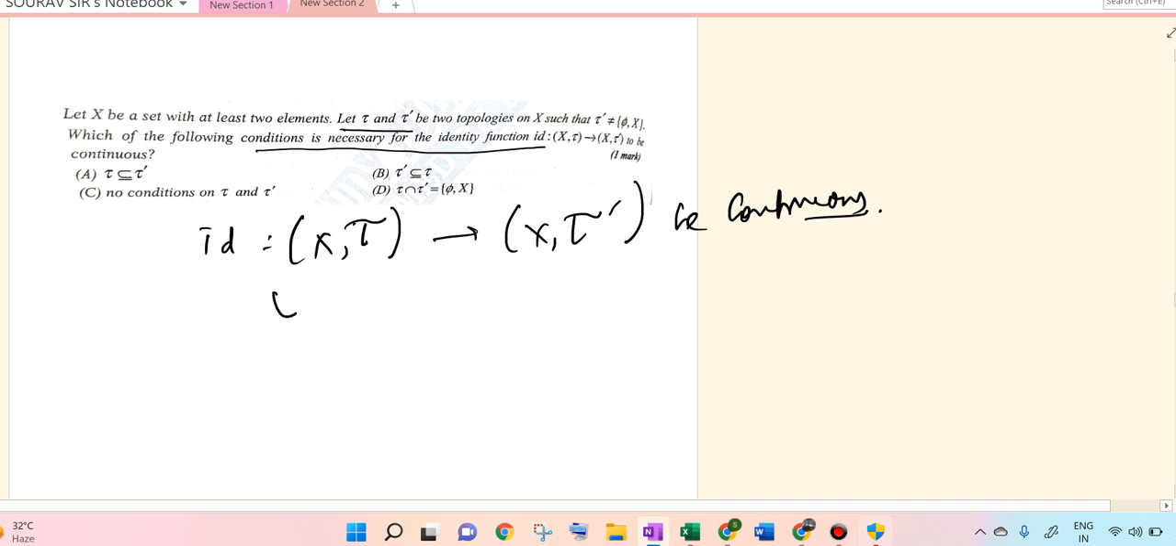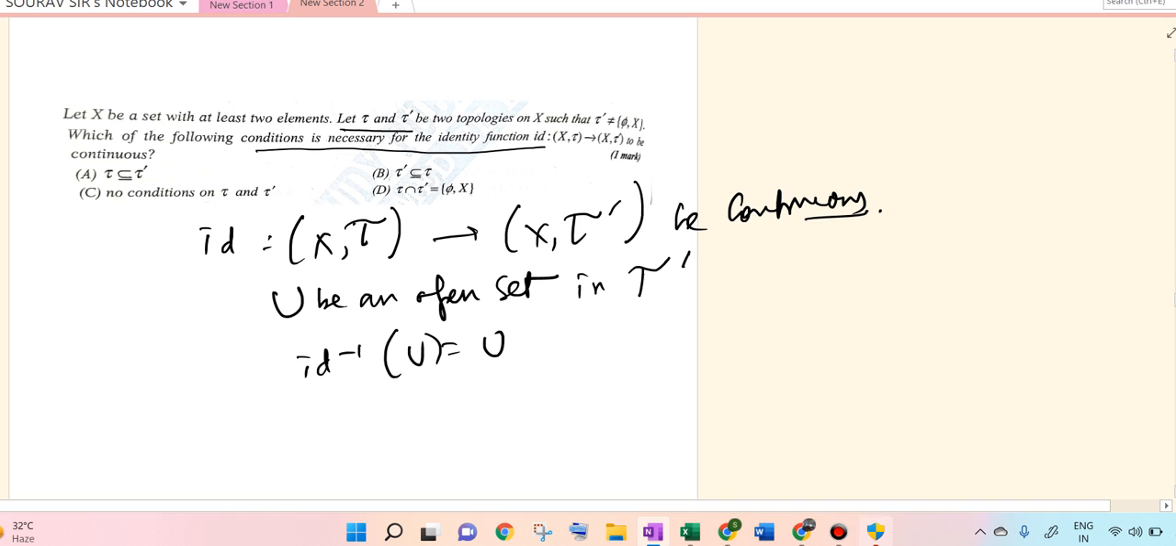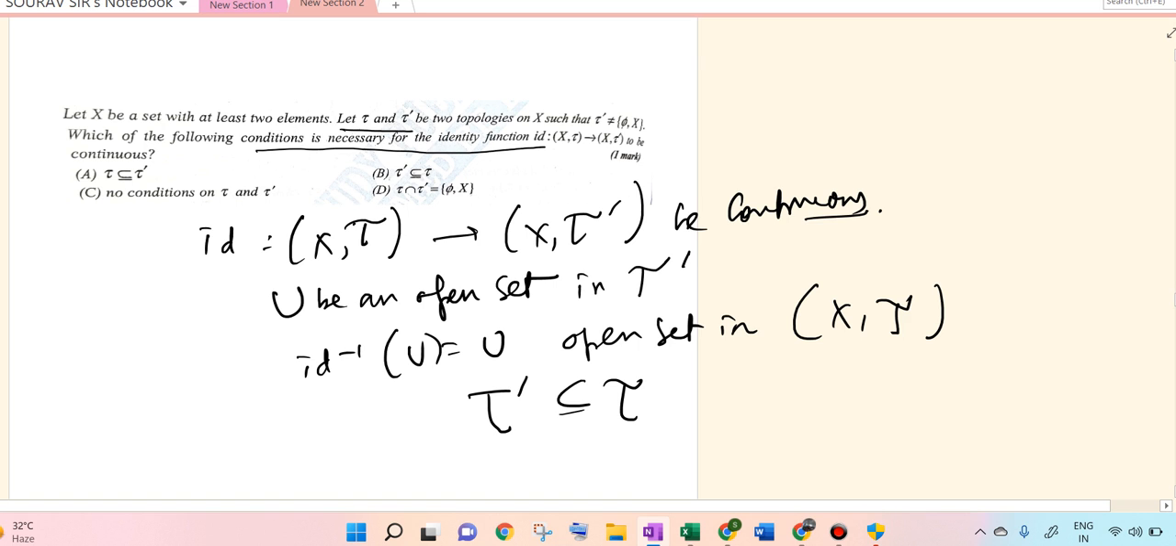Okay, so let U be an open set in tau hat, then the preimage of U is also an open set in tau. So as U is an arbitrary open set in (X, tau hat), tau hat is a subset of tau, so B is the correct answer.